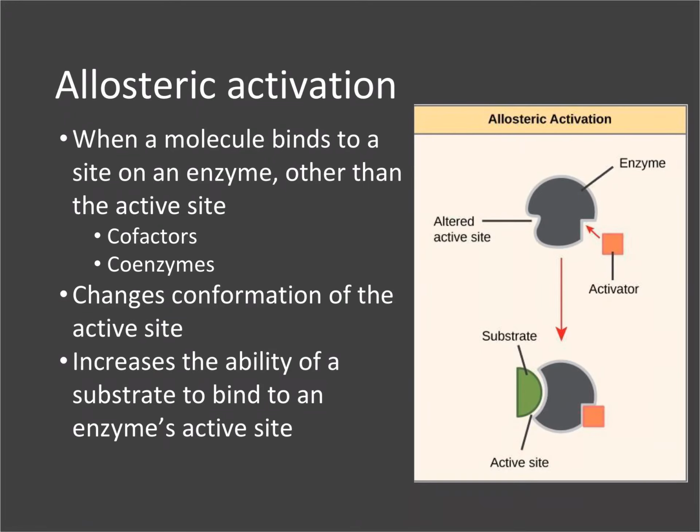In addition to inhibiting an enzyme's activity, there may also be a requirement to activate an enzyme. And so we actually have these helper molecules called cofactors and coenzymes. We'll talk a little bit more about these specifically on the next page. But essentially, these molecules can bind to an enzyme on a spot that's not the active site. So it actually binds to the allosteric site.